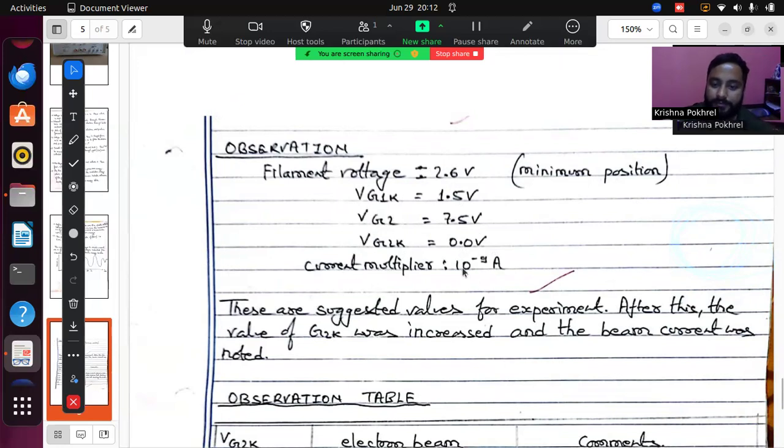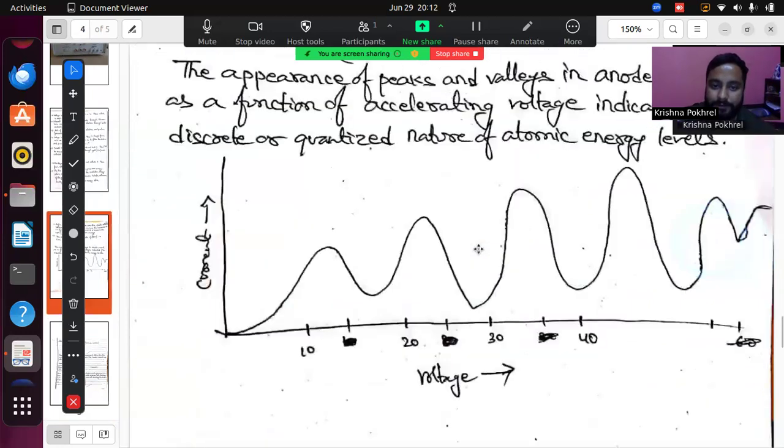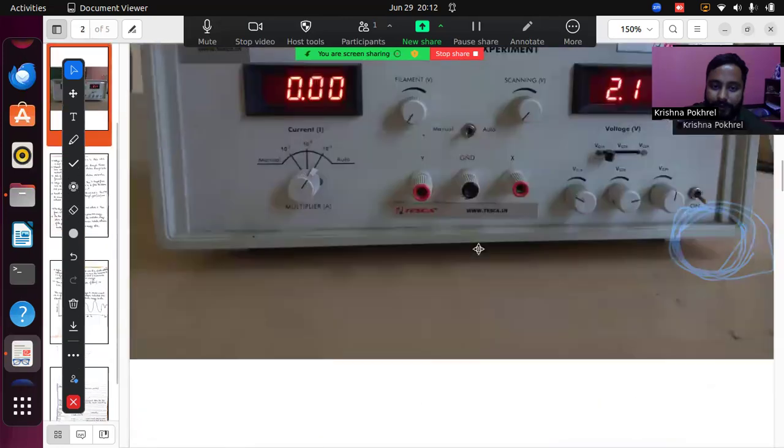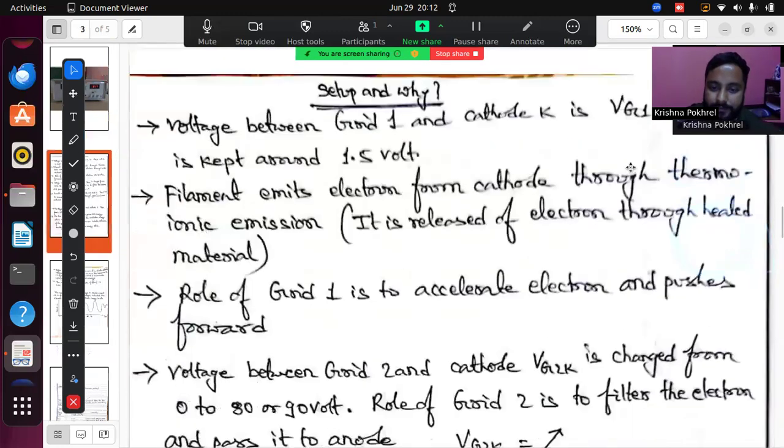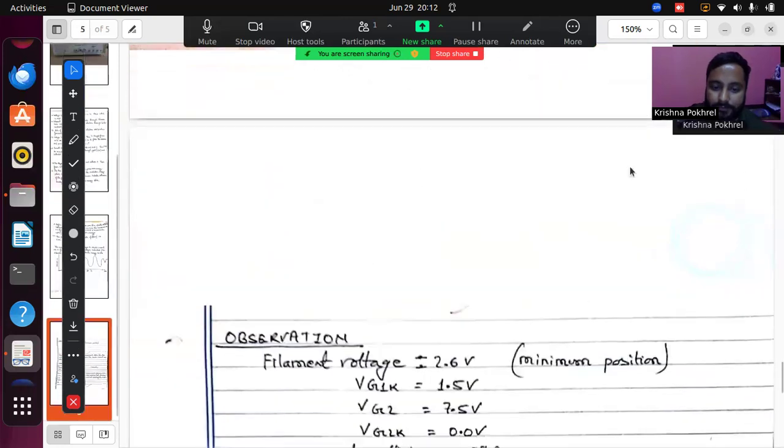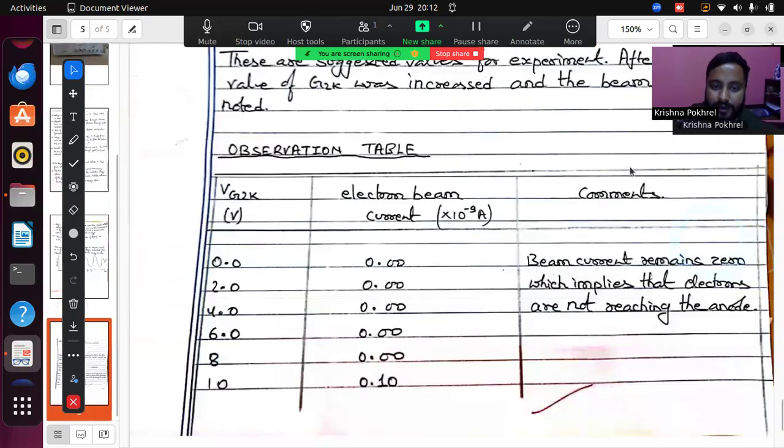The current multiplier we have set to 10 to the power minus 9 ampere. Whatever current we get, the unit is multiplied by 10 to the power minus 9 ampere. For different voltages, we will see the value of current. We can see up to 10 volt only. We have seen a little bit of current, 0.1 into 10 to the power minus 9 ampere.